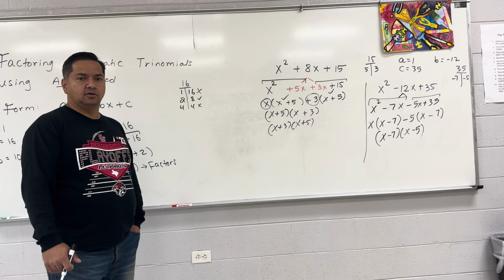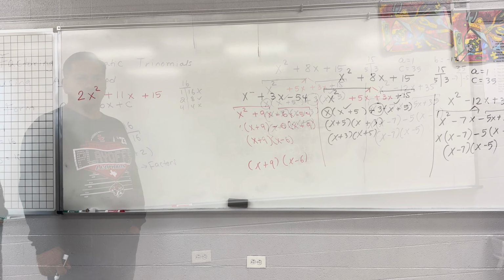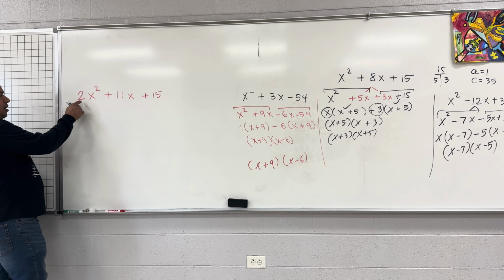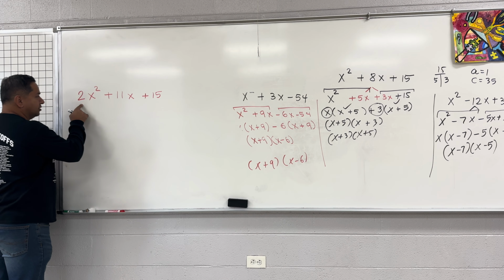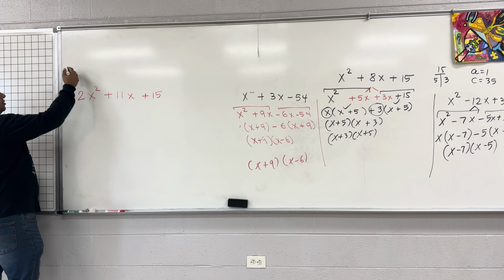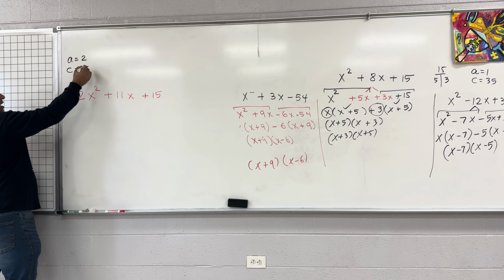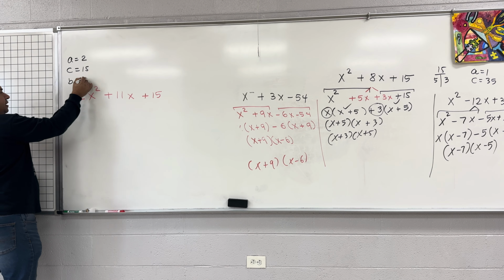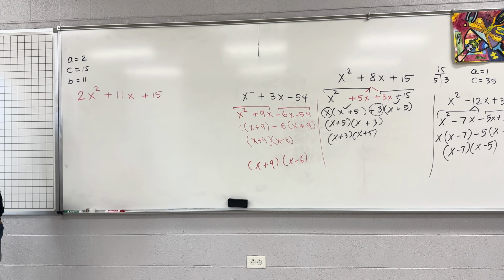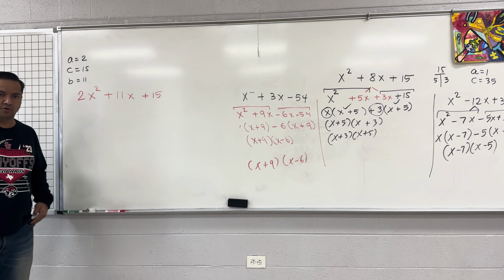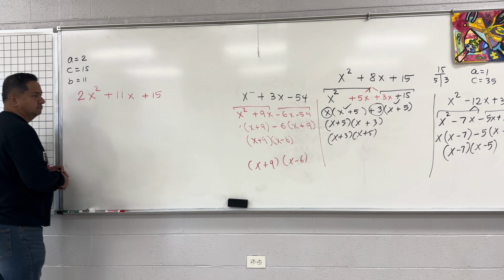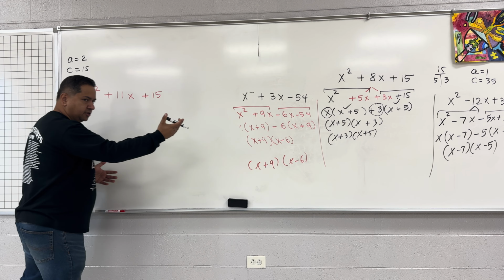Okay. Alright, so another. Now, what is my A on here? 2. Alright. My C is 15 and B is 11. Now, because my A is 2, can I do a shortcut? No. But no worries, the process is the same.